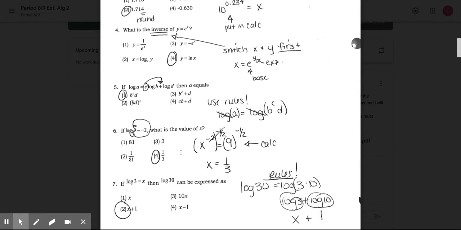Number 6, circle the base, finish the race, and then get rid of the -2 exponent. And this is something we did in the last unit, right? We raise it to the reciprocal power, and then you can type that into the calculator.